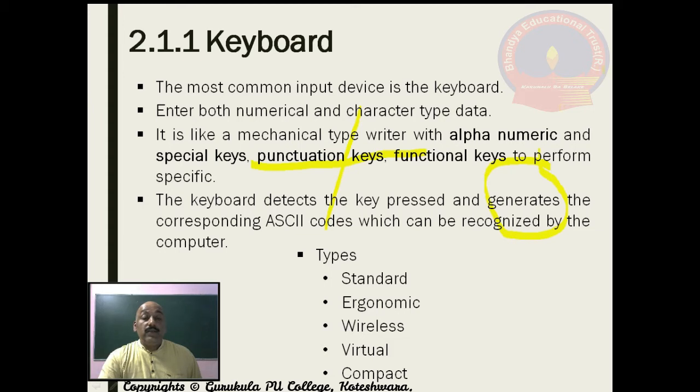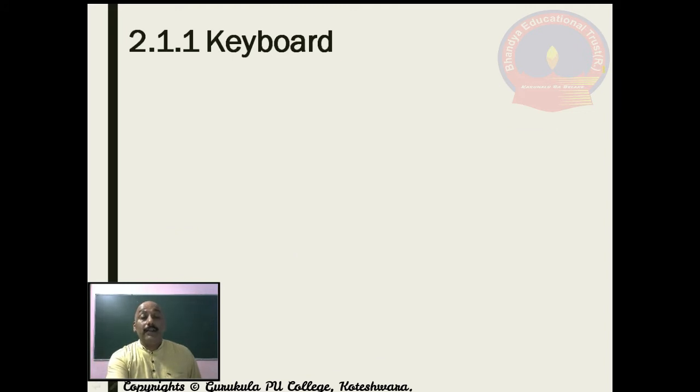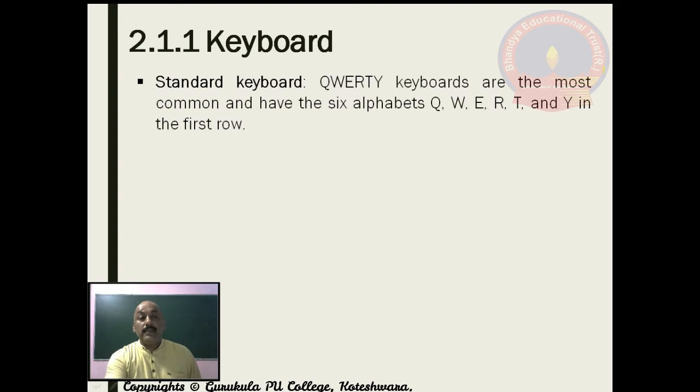The first one is the standard keyboard. The second one is the ergonomic keyboard. The third one, wireless keyboard. Fourth one, virtual keyboard. Similarly, the last one is the compact keyboard. So let me give a definition of all these different types of keyboard. The first one is the standard keyboard.